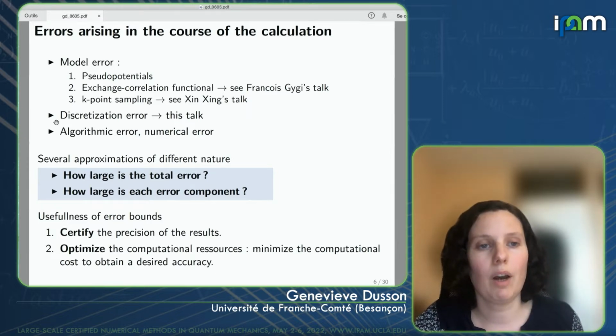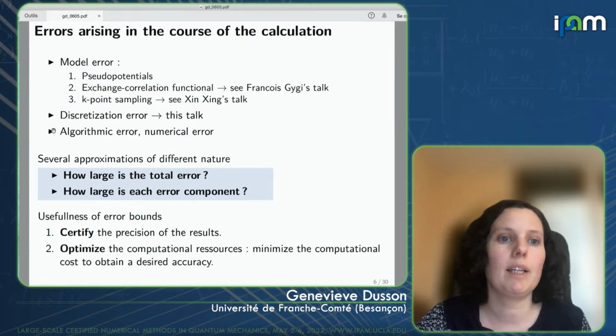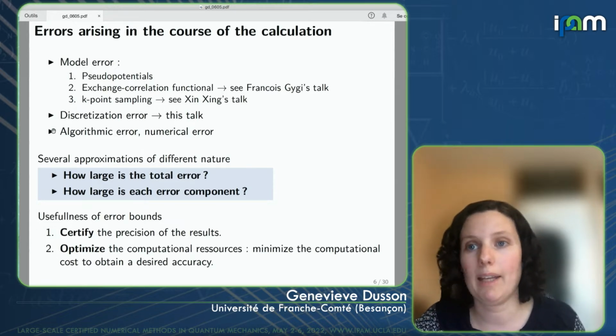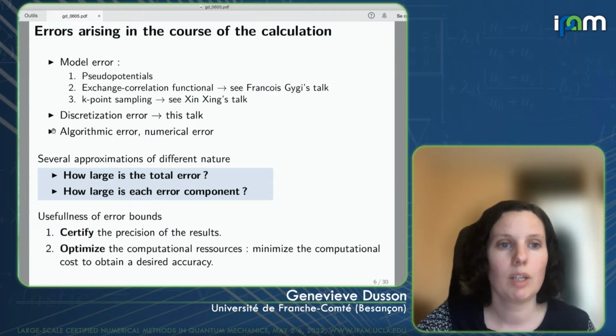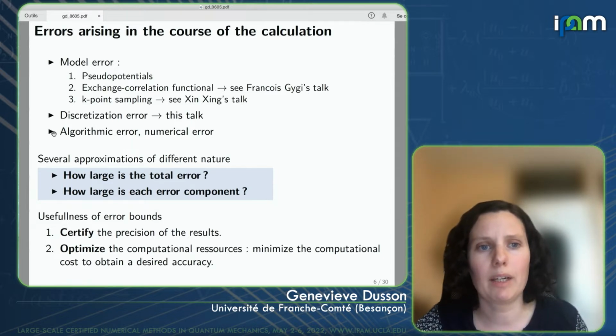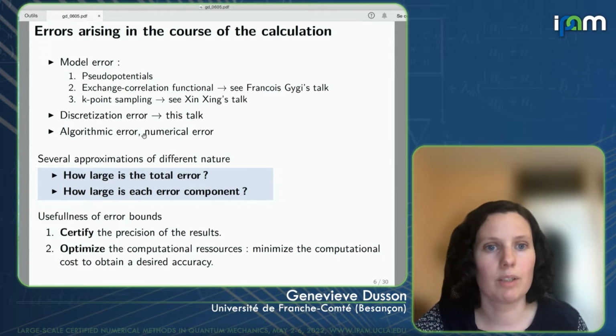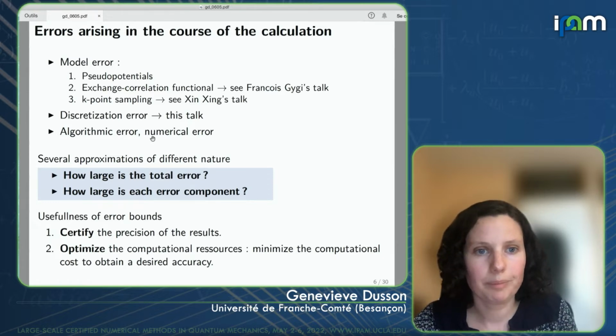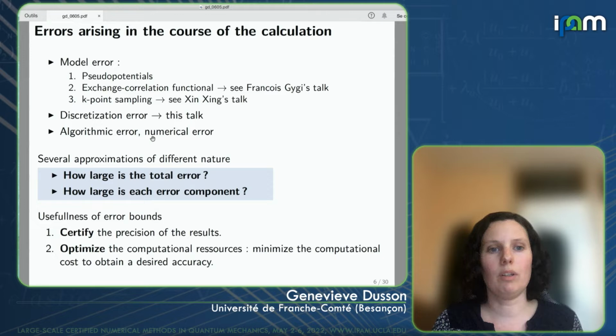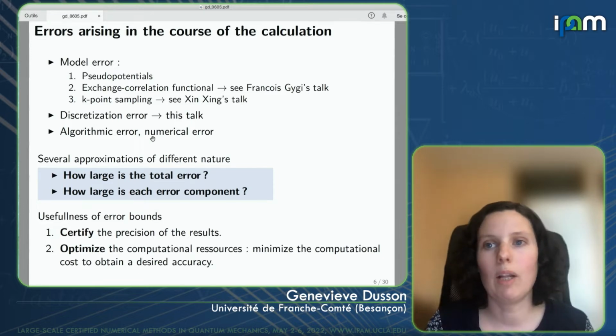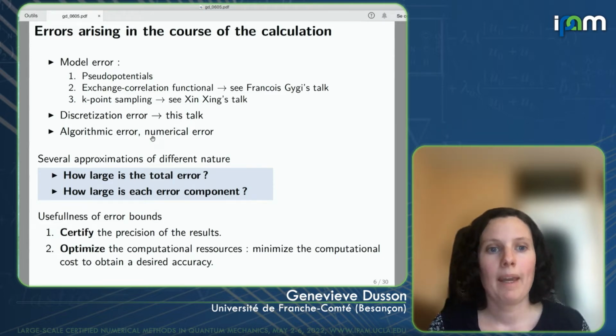And then there are other errors, mainly coming from the SCF error, which is usually called the algorithmic error, and then something like floating point errors, which is usually called numerical error. Okay, so at the end we have this solution, and we can wonder how large the total error is, and then also how large each error component is.